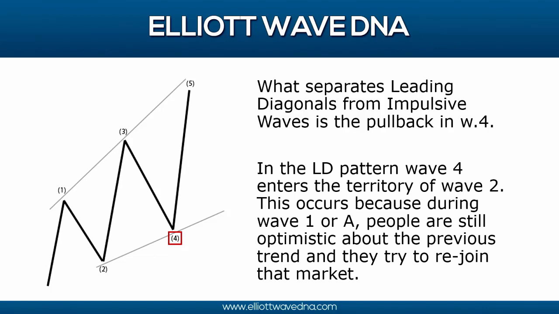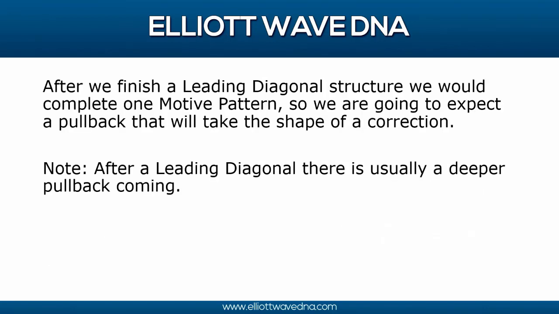In the leading diagonal pattern, wave 4 enters the territory of wave 2. This occurs because during wave 1 or A, people are still optimistic about the previous trend and they try to rejoin that market. After we finish a leading diagonal structure, we would complete one motive pattern, so we are going to expect a pullback that will take the shape of a correction. After a leading diagonal, there is usually a deeper pullback coming.